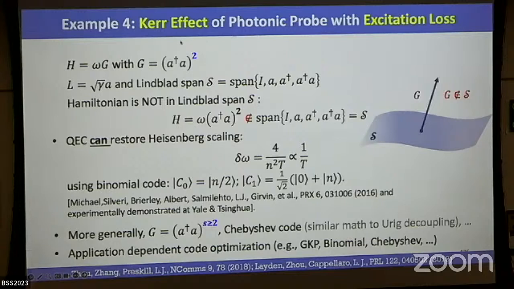Then A dagger A squared is not in the Lindblad span because it's quadratic in terms of A and A dagger, while the Lindblad span is only up to quadratic. So we can come up with an error correcting code, and the solution is something like a binomial code.